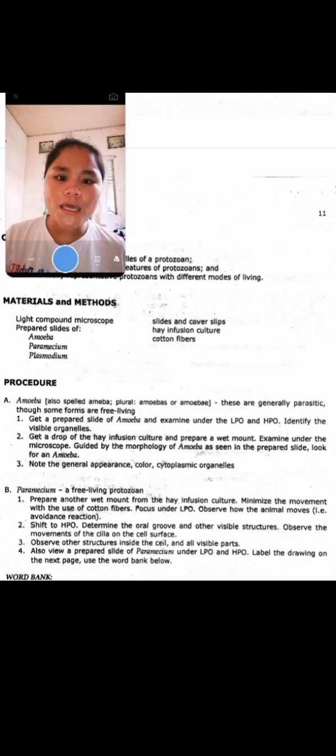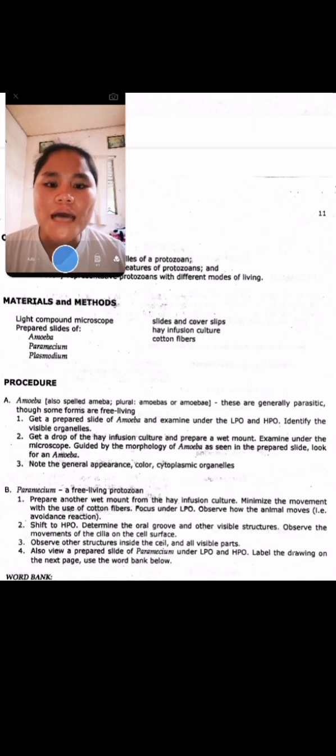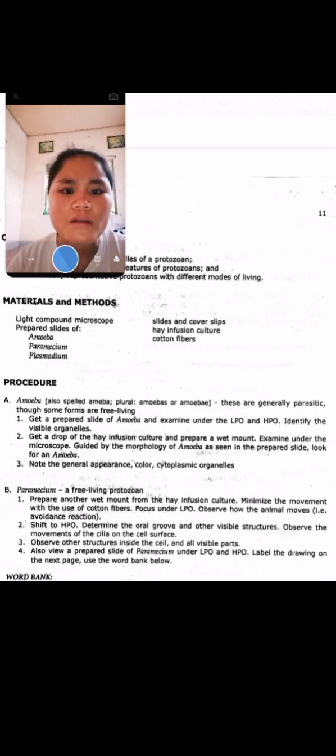So, letter B nga procedure sa Paramecium, a free-living protozoan. Prepare another wet mount from the hay infusion culture. Minimize the movement with the use of cotton fibers. So, observe how the animal moves, avoidance reaction. Number 2, oral groove and other visible structures. Observe the movements of the cilia.